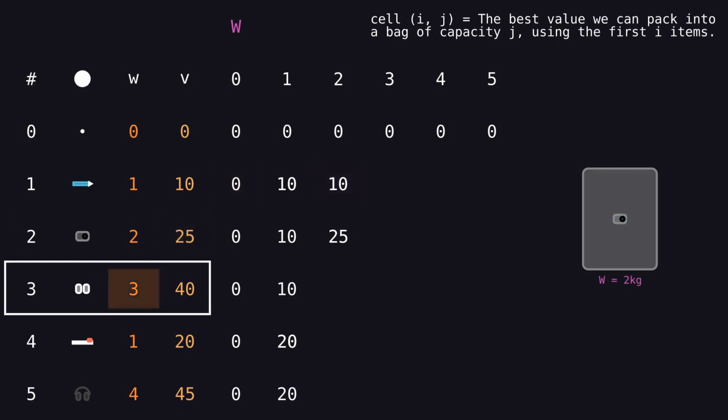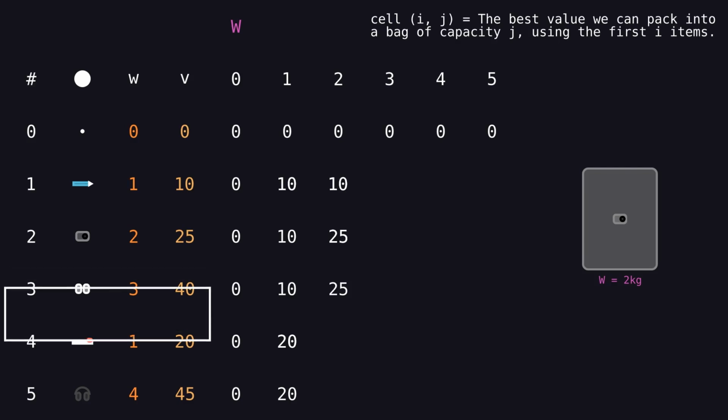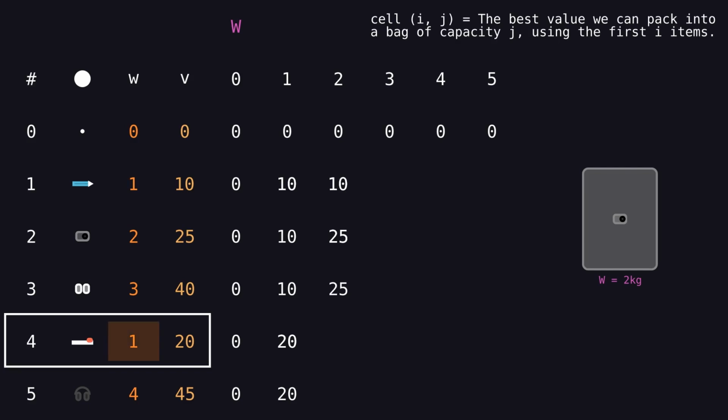The third item is too heavy for our 2 kilo bag, so we can only skip it and keep the previous best solution. The best value from the first 3 items is still 25. The fourth item, weighing 1 kilo, is where it gets interesting, and hopefully with this example it will click for you. Remember our 2 options.